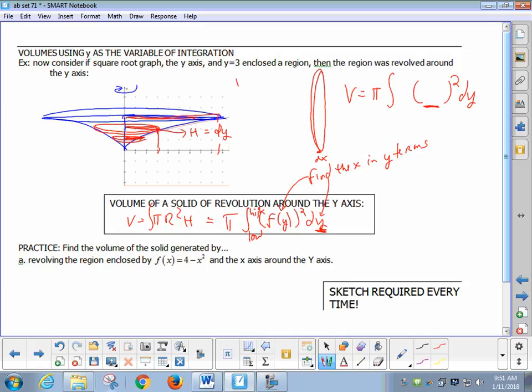It was y equals the square root of x. But I need to figure out the radius is x, and so I need to solve that and put it in y terms. So x is y squared. So this will actually be, rather than the root of x squared, it'll be y squared squared, which is equivalent to the root of x. And the limits of integration, 0 to 9 or 0 to 3? 0 to 3, because it's a y variable, we need the y limits of integration. Okay?